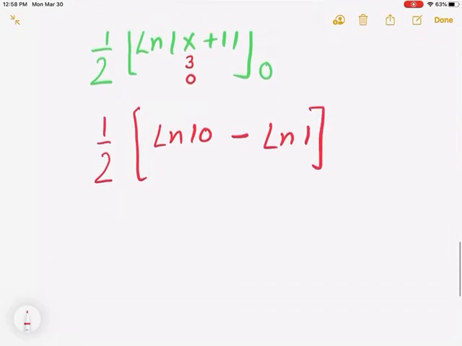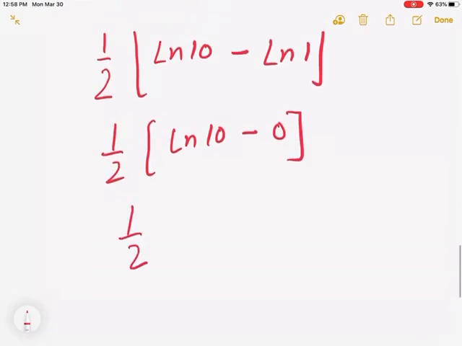Now you can use your calculator and evaluate each one. So 1/2 ln 10 would stay. You can still plug it in your calculator to get a value. ln of 1, I don't know if you remember one of the properties, it's always equal to 0. So this is going to be 1/2 ln 10. And if you put it in your calculator, this is going to be this answer.